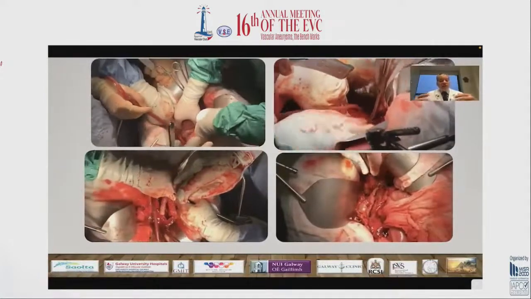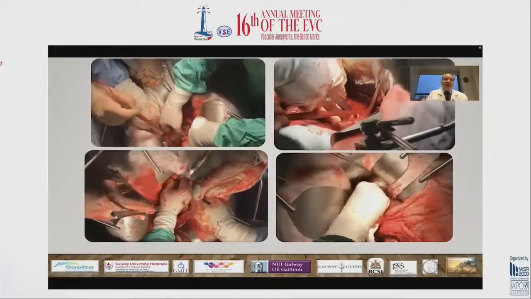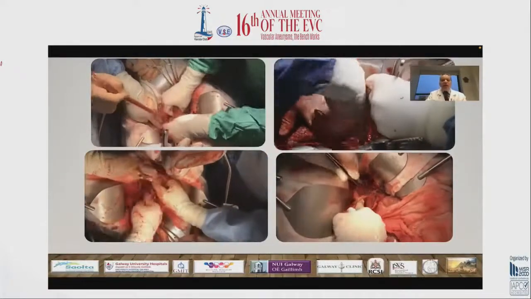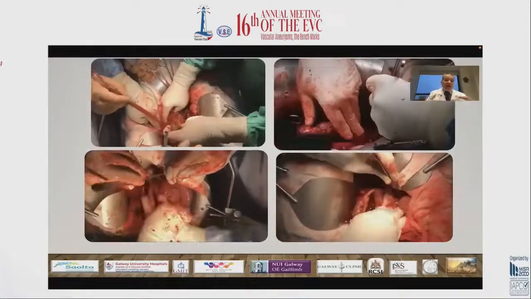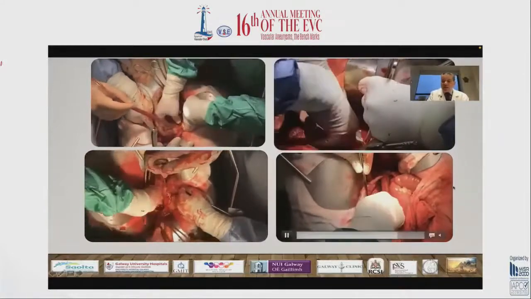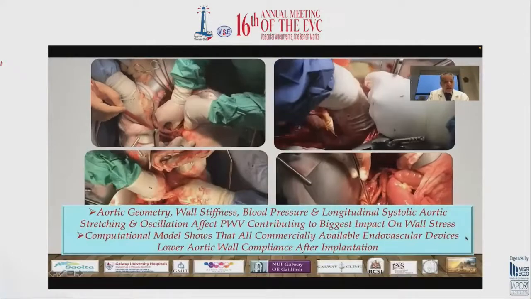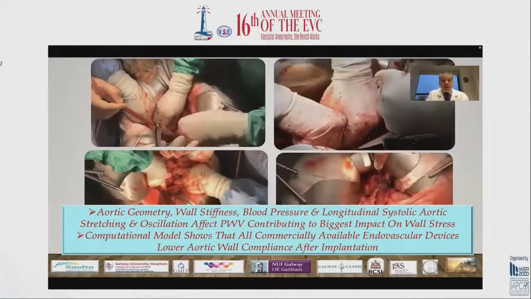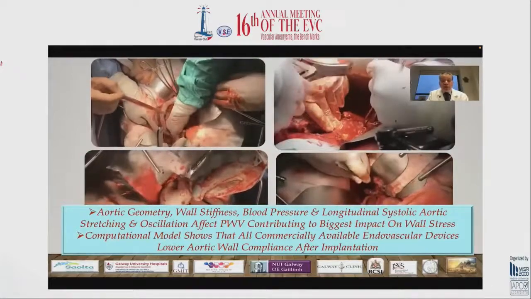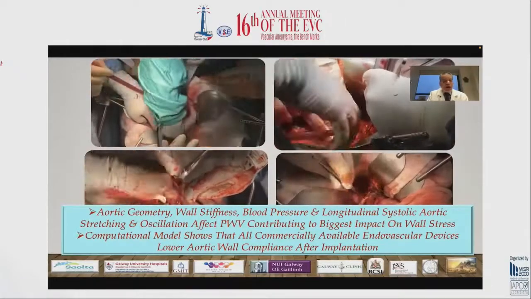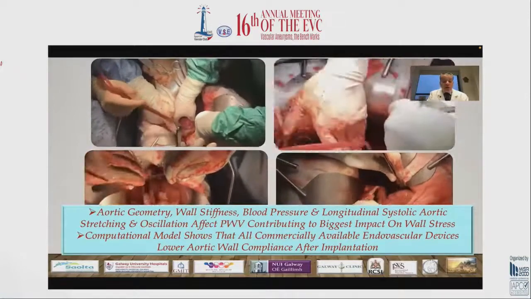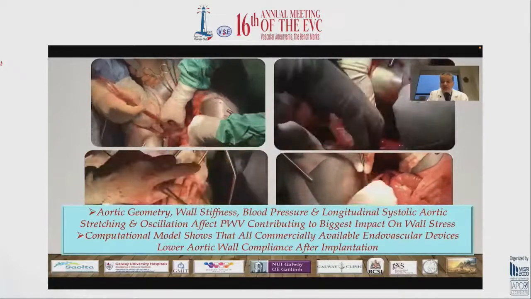And then the patient has systolic hypertension, the graft starts to oscillate inside because of the very high blood pressure, and then the graft fails, and then we go for a mayhem of reconstruction and extracting the graft and doing very extensive surgery in order to save the patient's life. Aortic geometry, wall stiffness, blood pressure, and the longitudinal systolic aortic stretching and oscillation affect the peak wave velocity, contributing to the biggest impact on wall stress. Computational models show that all commercially available endovascular devices lower aortic wall compliance after implantation.